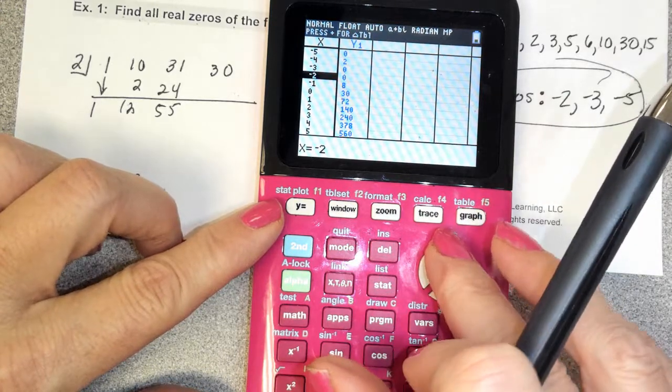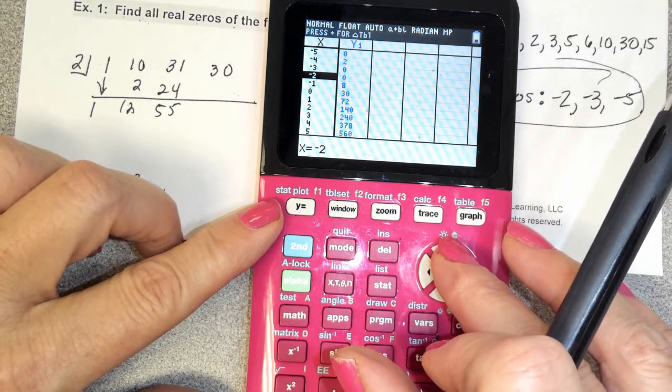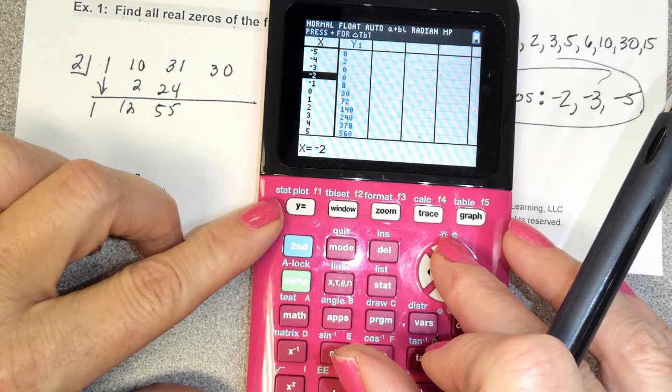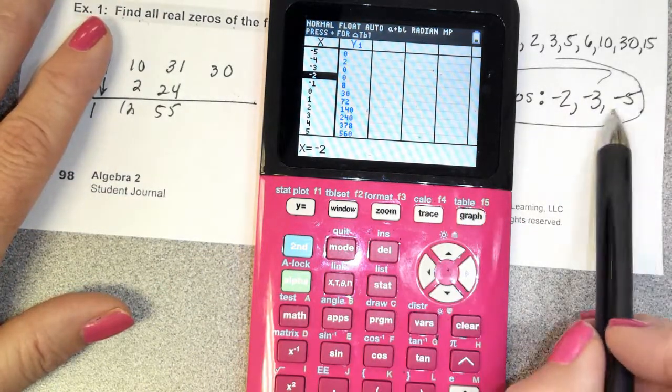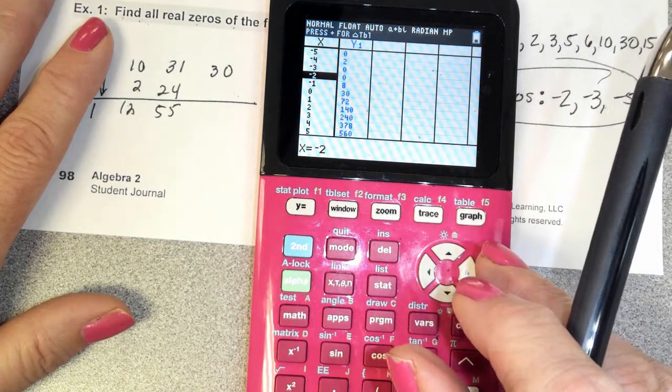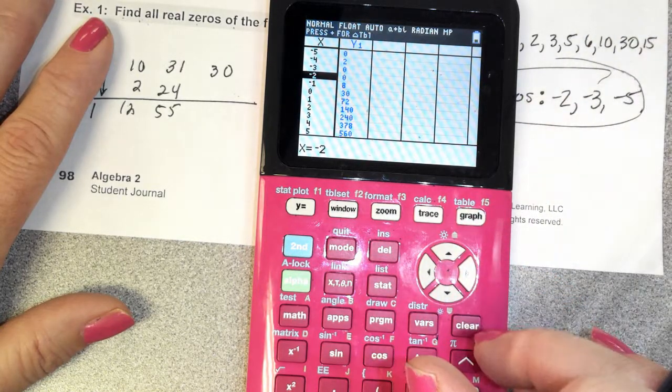How do I know I don't need to scroll up and look for other zeros? The degree, right? I'm supposed to have 3 zeros. There they are, right there. Negative 5, negative 3, negative 2. Okay? Questions?